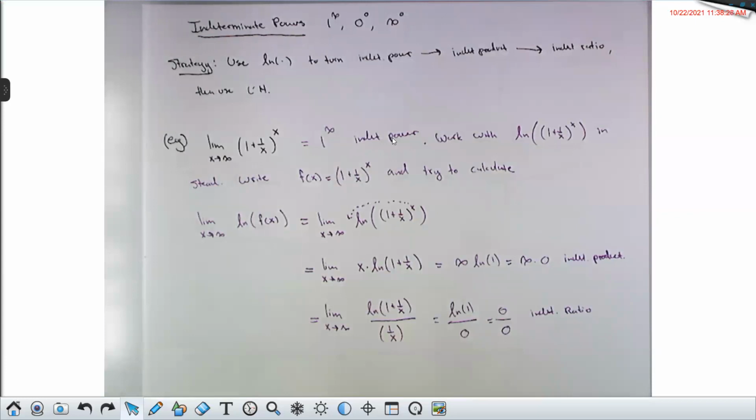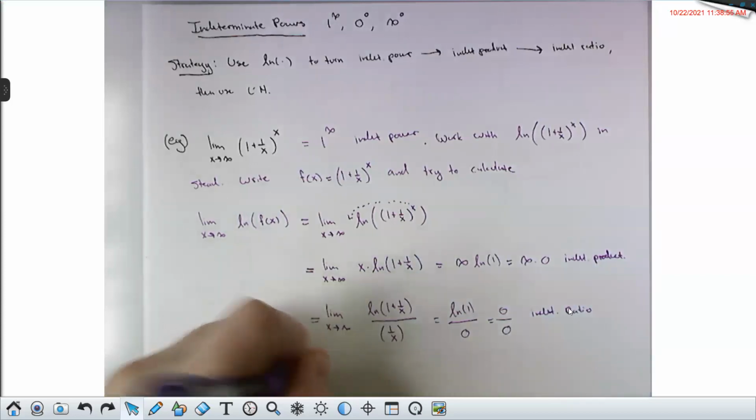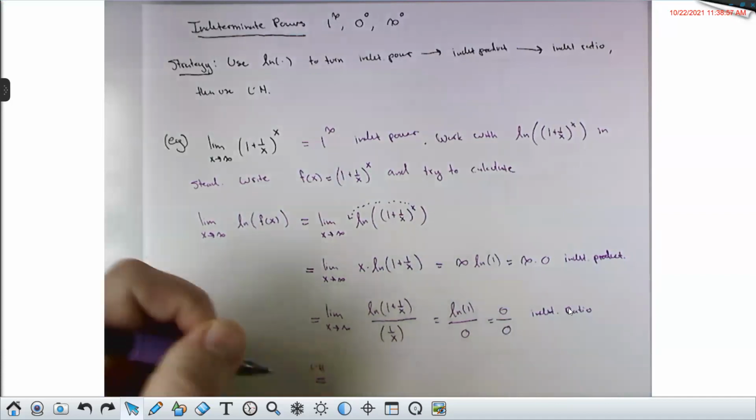And the trick was to work with the logarithm of our function instead, right? This is the function I'm trying to take the limit of. And instead of working directly with it, I work with the natural log of it, because that allows me to bring this power down. Once I get to this, I've got an indeterminate product. So I know how to handle that. I take one of these pieces and shove it downstairs as its reciprocal. And that gives me an indeterminate ratio, to which I can finally apply L'Hopital's rule.